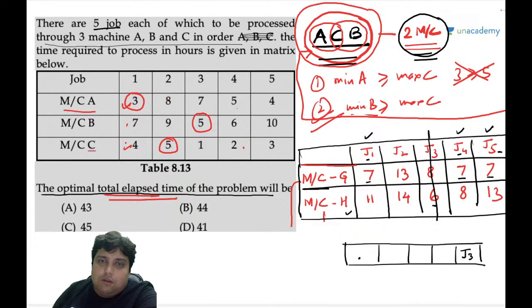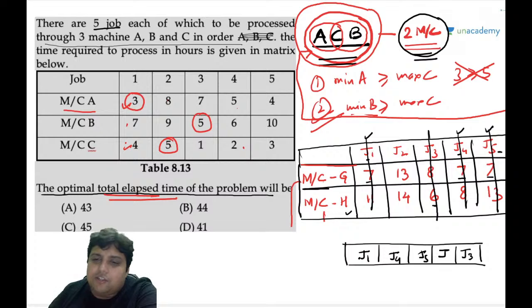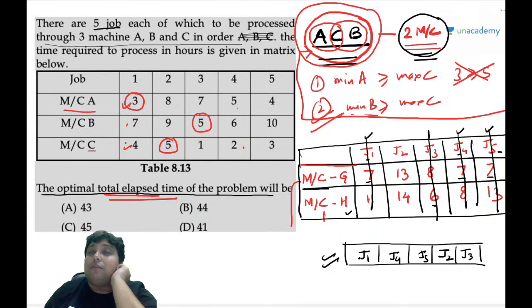So remember, I want an optimal sequence and I can use any optimal sequence using Johnson's algorithm. So let me write J1, J4, J5 and strike all 3 of them, and only one is left, so let me write J2 here. So guys, this is the optimal sequence. How many optimal sequences will there be?